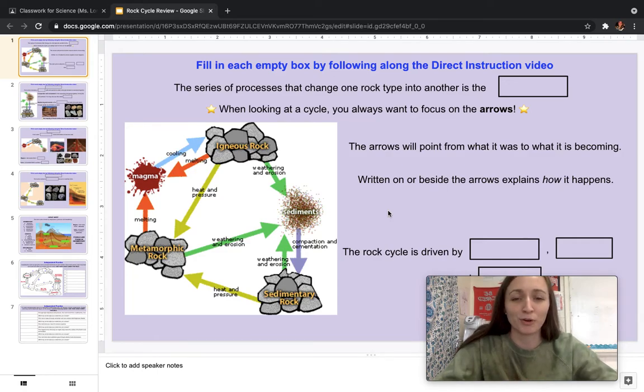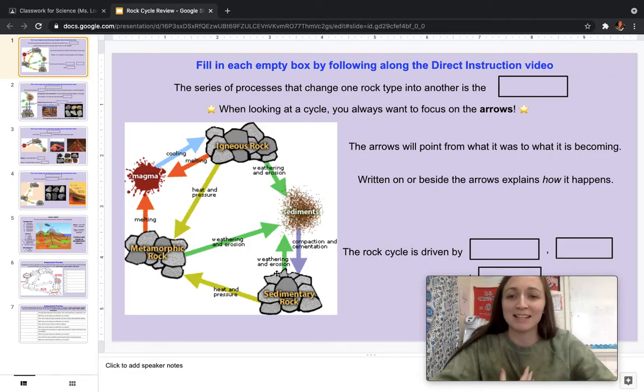All right, so we're going to continue our review for our MAAP test. So we are going to start today on that lovely rock cycle. We know it, we love it. Let's refresh our memory. So first, what even is the rock cycle?